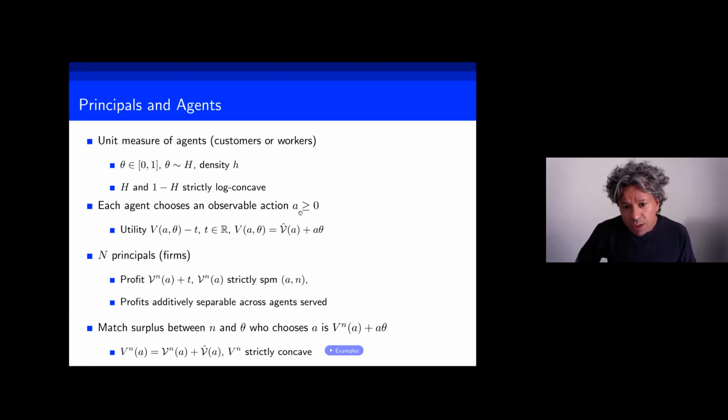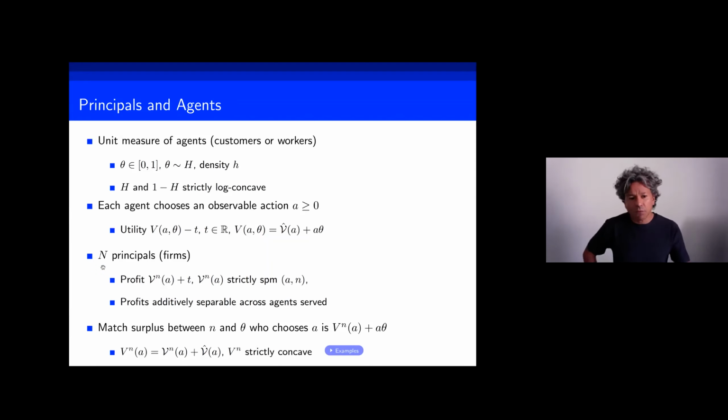Each agent will choose an observable action A that is greater than or equal to 0. So there will be no moral hazard in the model. And the utility for the agent, if he chooses action A, his type is theta, and he receives a transfer T, which can be positive or negative, will be given by this function here, quasi-linear. The only additional assumption we make here is that A and theta enter in this multiplicatively separable form.